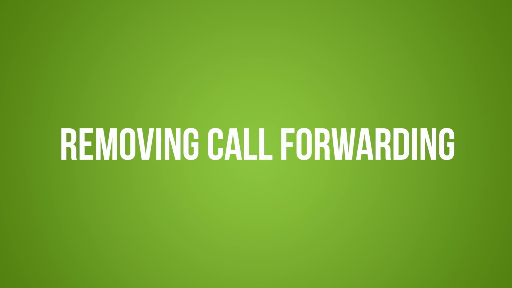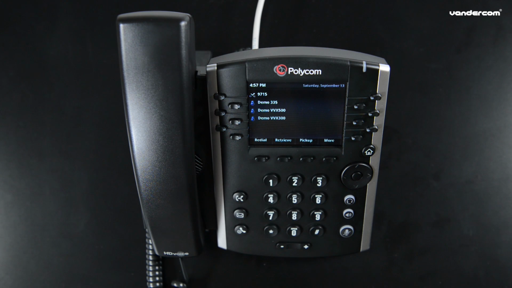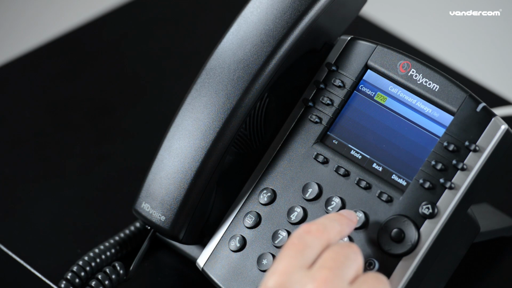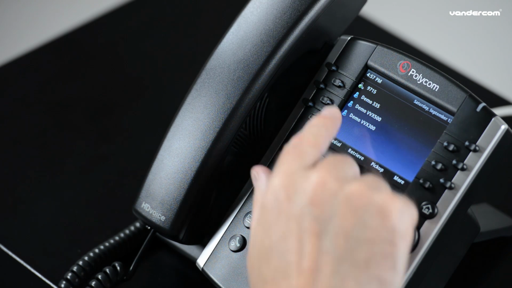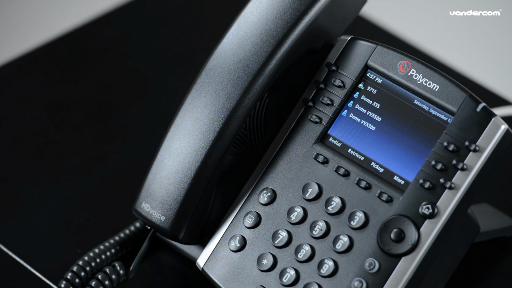Removing call forwarding. Call divert. To remove the forward on your phone extension, simply key More and Forward, then Always, which is enabled, select and disable. Your line status on the home screen returns to idle.